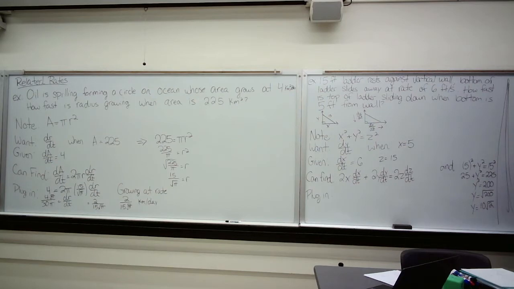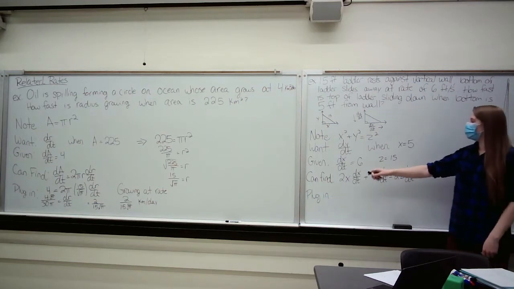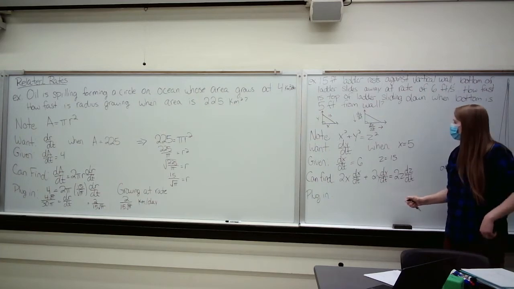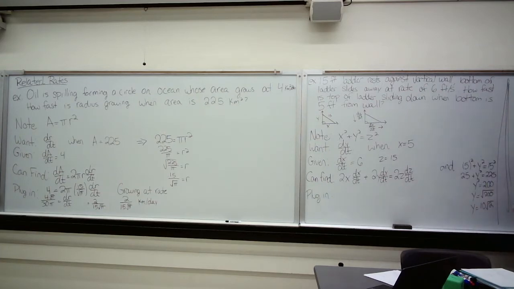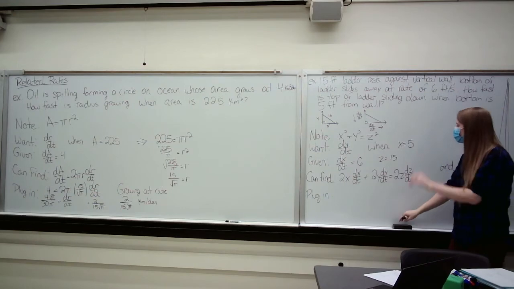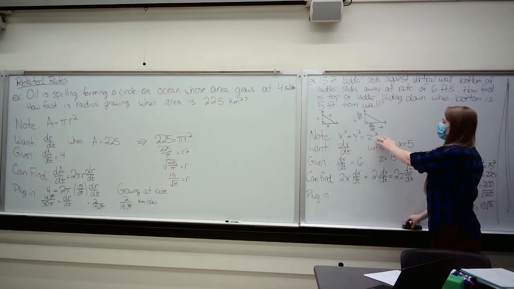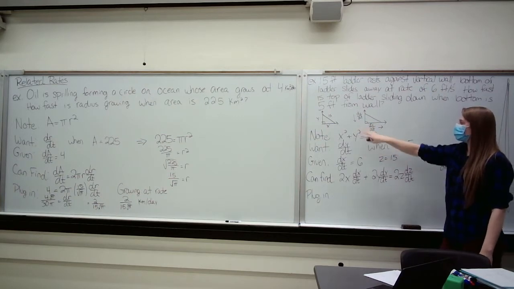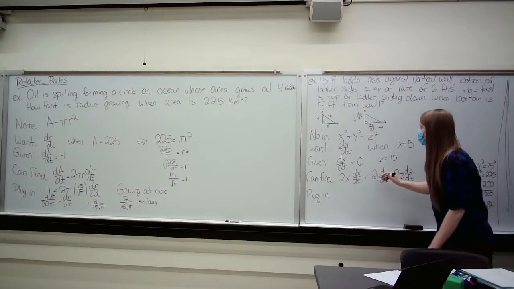Okay, so I have my y, I have my x, I have my z, I have all my other things. I have my dx over dt, I have dy over dt. What am I looking for? Oh, right. Going back, my z: I already know z is 15 here, so I can plug it in before I even take my derivative.